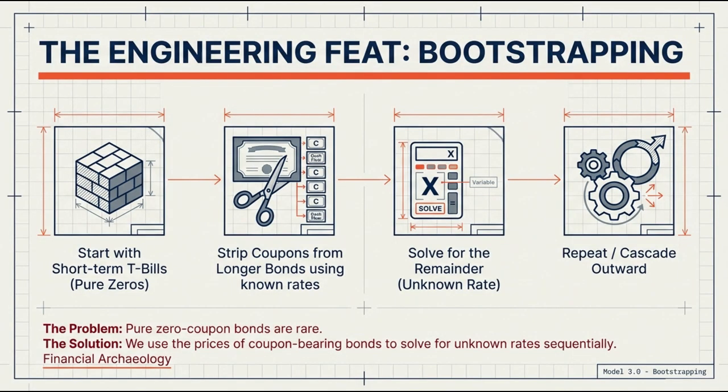So we use the known short-term zero rates to discount the early coupons. We subtract those values from the total known market price, and whatever is left must be the discounted value of the final payment. Precisely. That remainder allows us to algebraically solve for the final unknown zero rate that corresponds to the bond's maturity. And then we just repeat the process. We then use that newly calculated zero rate as a known factor for solving the next longer bond in the sequence, cascading outward to build the full curve.